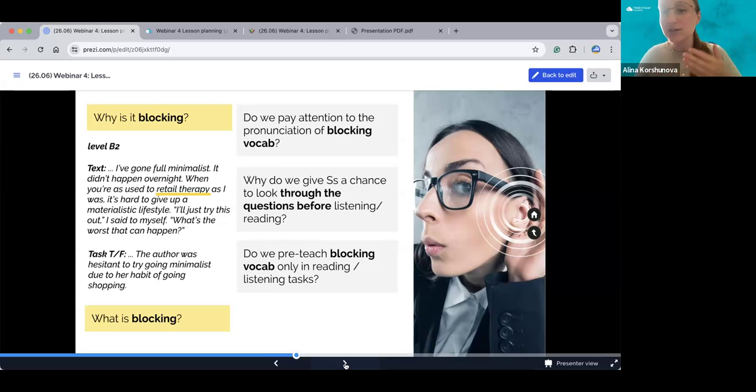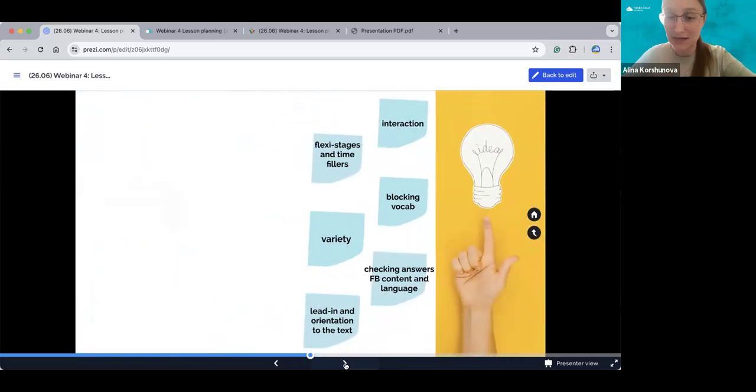You can pre-teach if it's necessary in grammar, in vocabulary lessons, whenever it's necessary. Even if you have a tricky word in the instructions, it's okay to pre-teach that. Don't stop that much, but just make sure that your students understand the meaning.